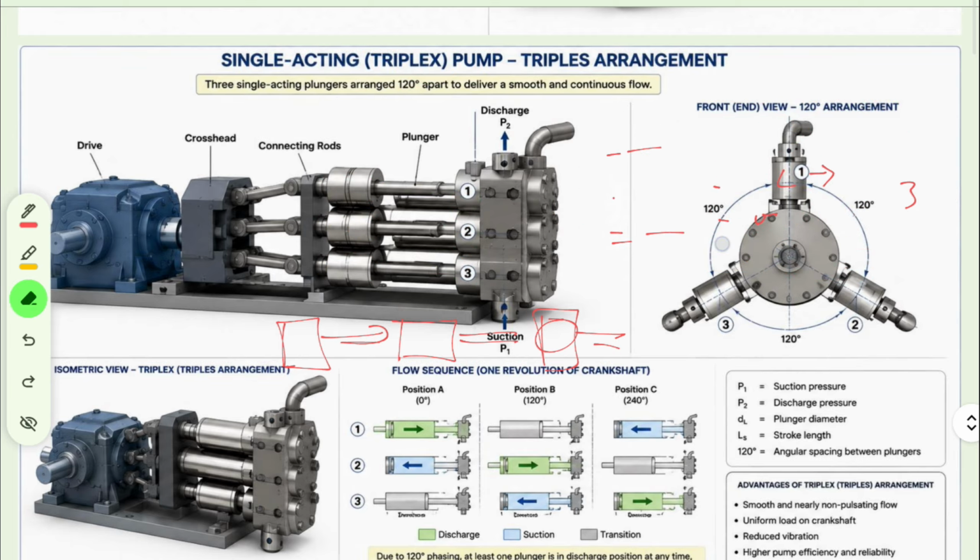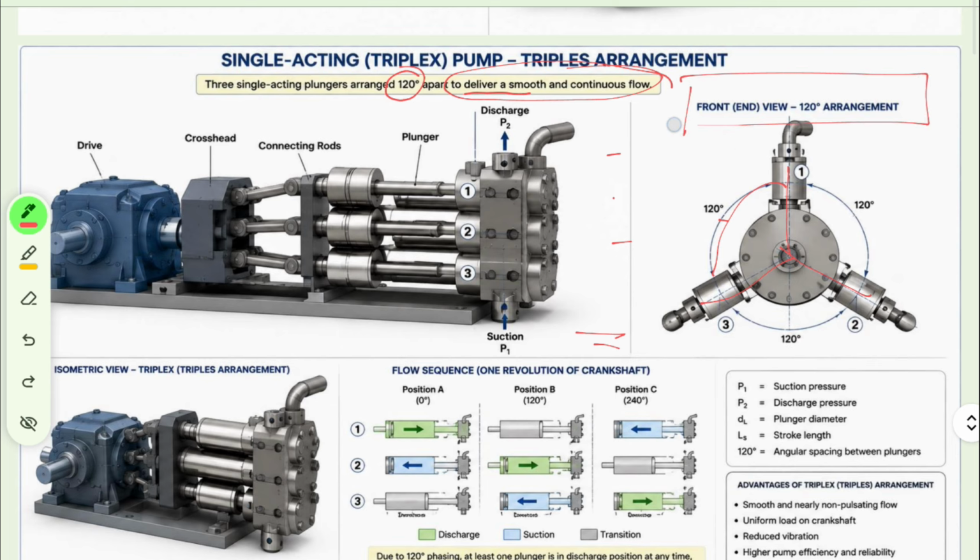So here it is written over here, the single acting plungers are arranged 120° apart to deliver a smooth and continuous flow. Remember this thing. So all the cylinders are 120° apart, right? This is the 120° arrangement, right?